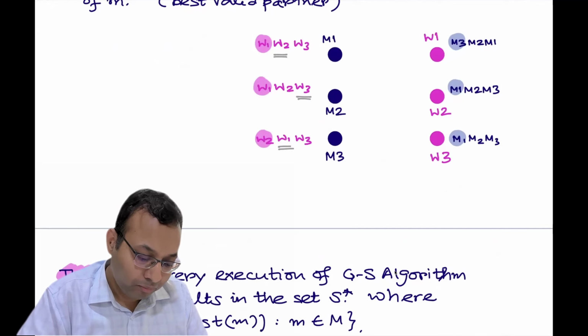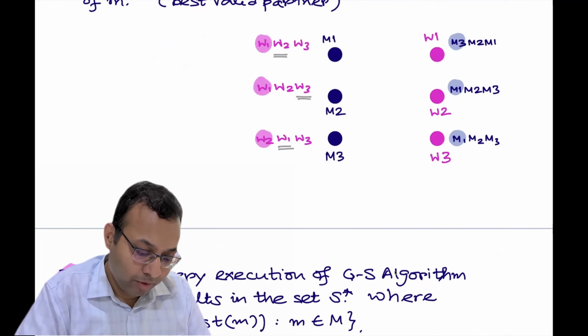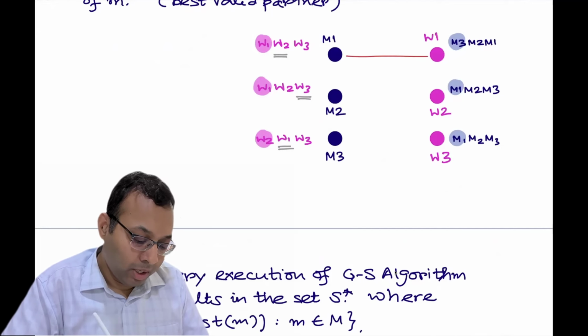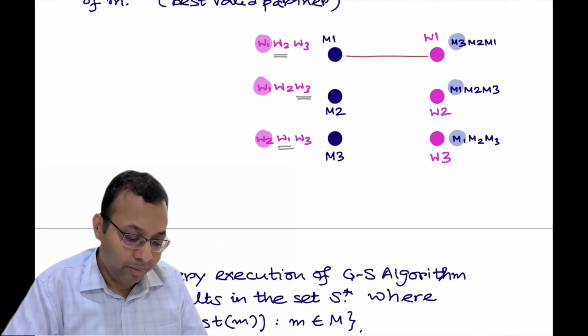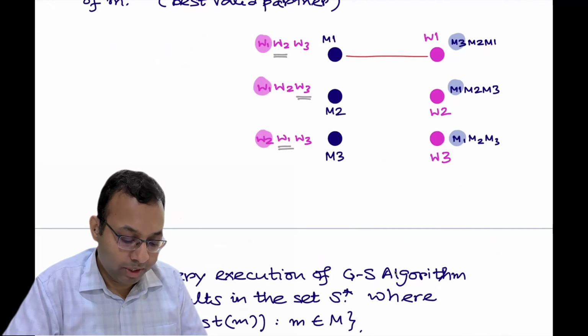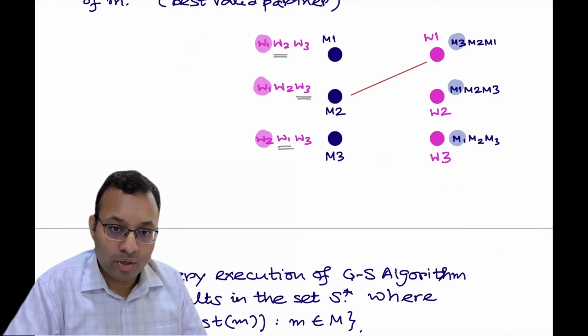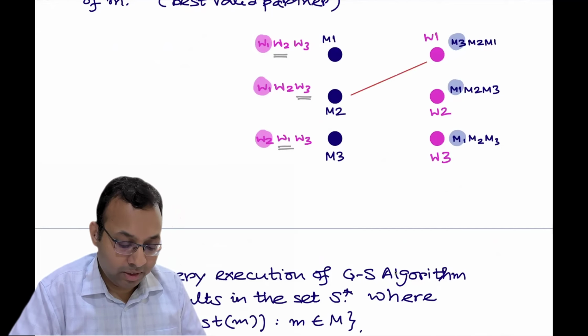So maybe first M1 proposes. Its first preference is W1, so M1 will propose to W1. And now M2 comes. M2's first preference is also W1, so M2 proposes again to W1. And at this point, W1 prefers M2 over M1. So this bond will be broken and M2 and W1 get matched. Now M3 comes. M3's first preference is W2, so M3 proposes to W2 and gets matched with W2.